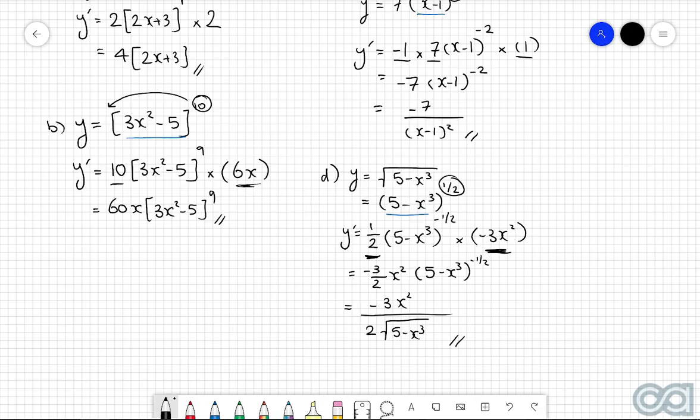Once again, this is a very, very important rule to get your head around. You're going to be using this quite a bit throughout the course of this year. So it's very important that you understand how to implement this rule. And that, as per usual, is just going to come by practicing a lot of these different types of questions.